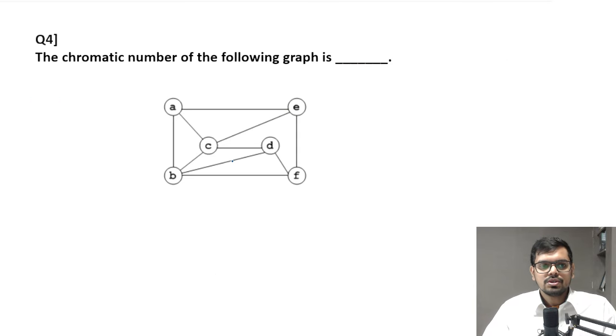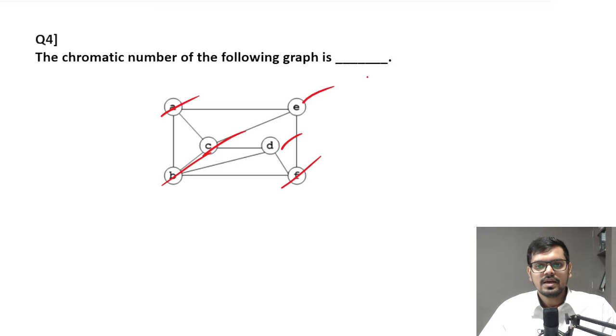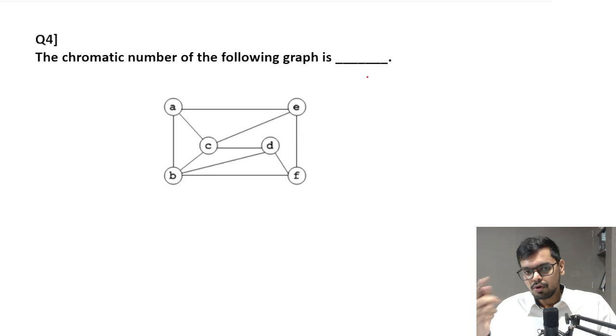Now to the next question. Pause the video, try, then look at my solution. Right, the chromatic number for the following graph. Some students are like, sir, 1 2 3 4 5 6, 6. No, the 6 are the vertices. They need the chromatic number.